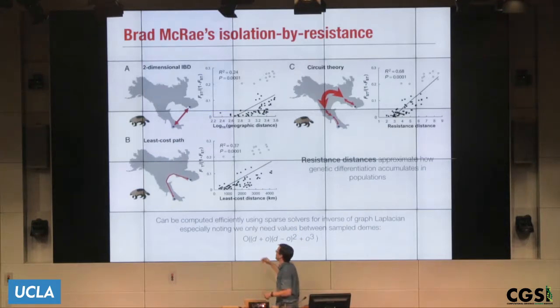I'll use a least cost path distance where I say, what's the cheapest way to get from one position to the other without going through this area where the wolverines can't actually live? That improves the fit, but not as much as an approach using resistance distance where you average over all possible paths and get an expected distance. So that's what you see in the upper right.